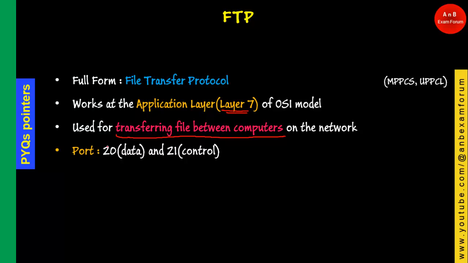And very important, port number 20 is for data and 21 is for control. Since there are two lines, there will be two TCP connections. TCP, as you know, is Transmission Control Protocol, so it is going to use those two connections for operating the file transfer between the computers.